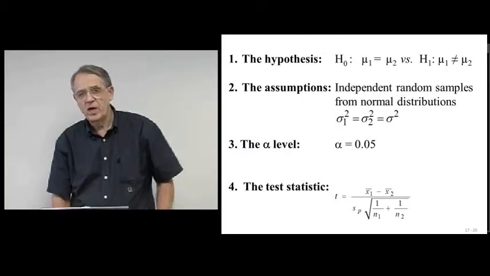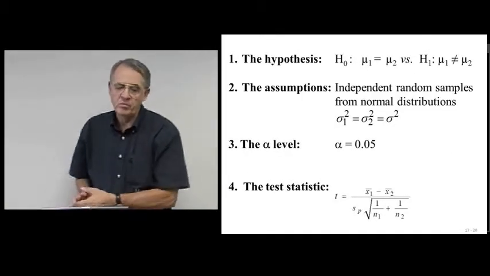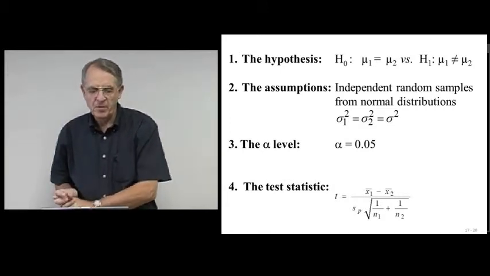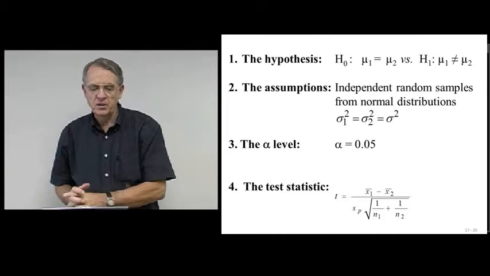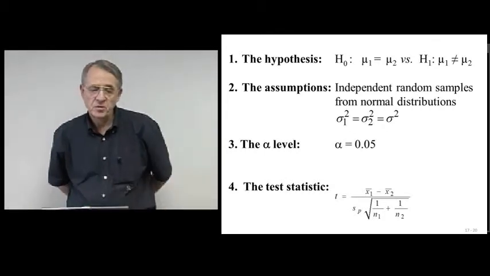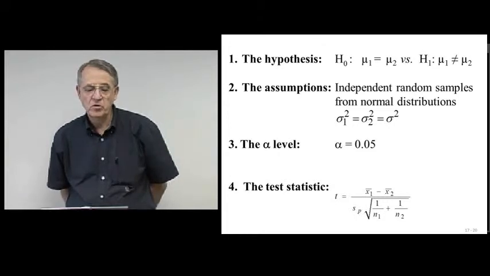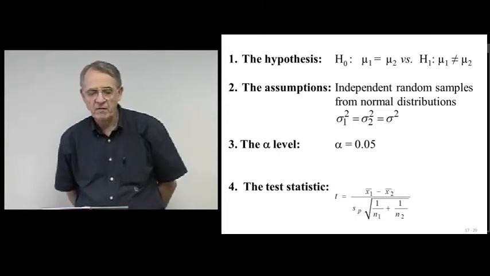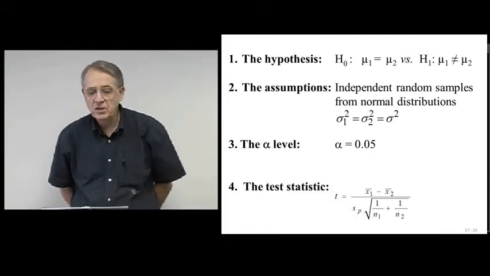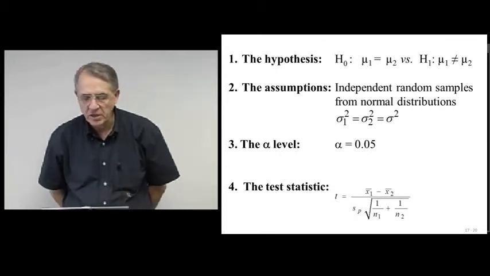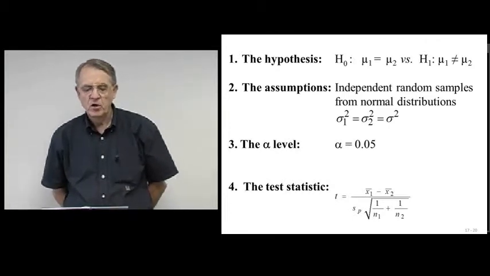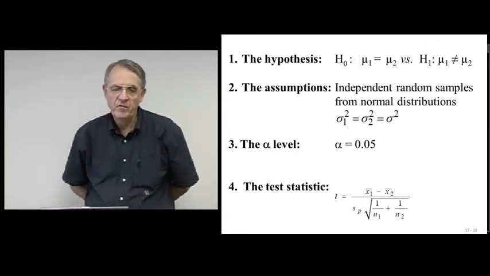All right. We have our 7 steps to go through. The first one is the null hypothesis. For the hypotheses, H sub naught is mu1 equal to mu2, versus H sub 1, mu1 not equal to mu2. We're assuming we have independent random samples from normal distributions, and that these two populations have the same variance, and we'll call that common variance sigma squared. We're going to use alpha equal to 0.05.